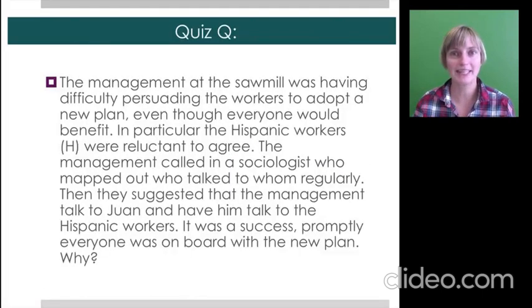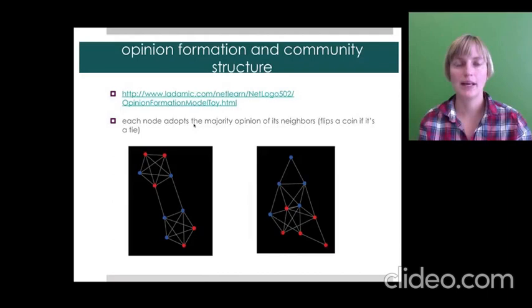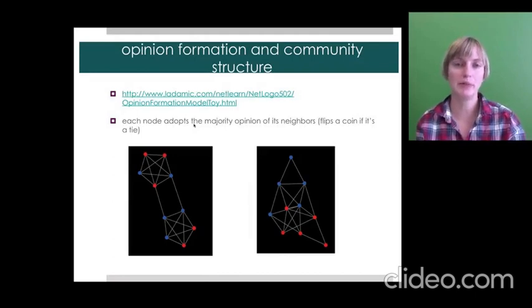So the quiz is, why did this happen? What is it about the structure of this network that would have told you that talking to Juan is the correct thing to do? In this final example of the usefulness of community finding in social networks, we'll look at opinion formation.